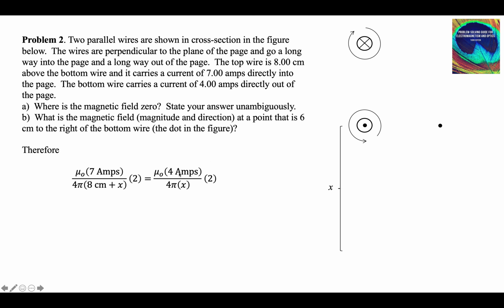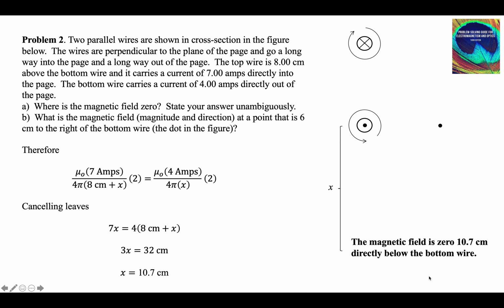A lot of canceling going on here. Cancel the amps, cancel the mu naughts, cancel the 4 pi's, cross multiply, cancel the 2's. We have 7x is 4 times (8 centimeters plus x). We can distribute the 4. We get 32 centimeters plus 4x. Subtracting 4x from both sides gives 3x equals 32 centimeters. x is 10.7 centimeters. The answer is the magnetic field is 0, 10.7 centimeters directly below the bottom wire.